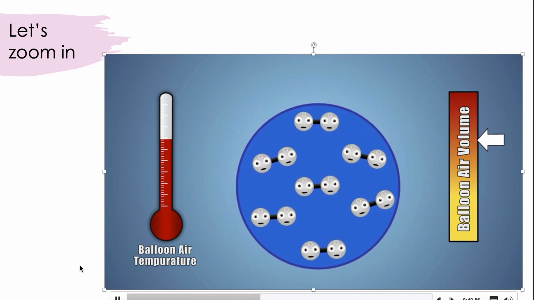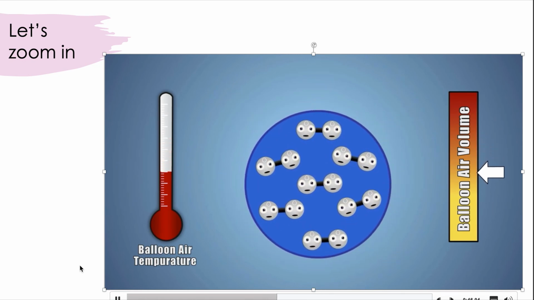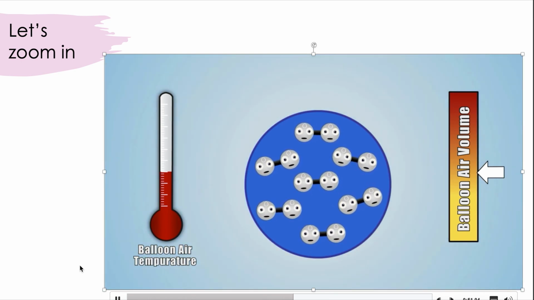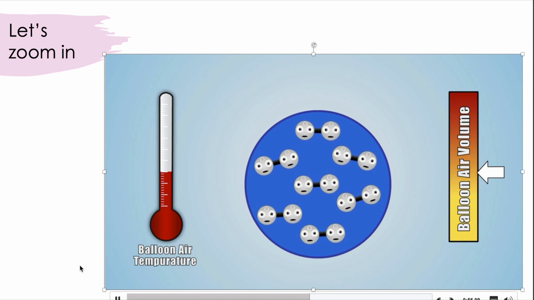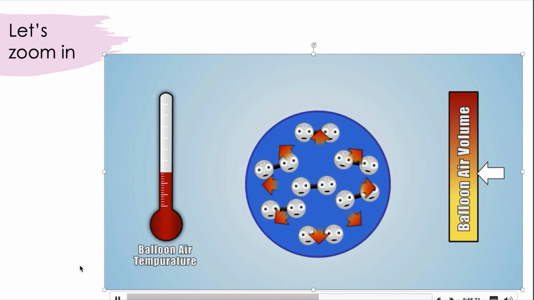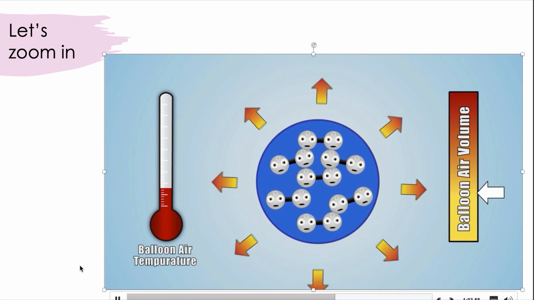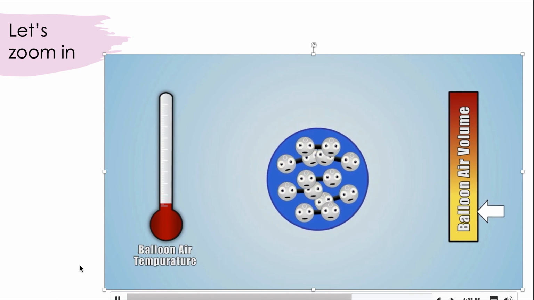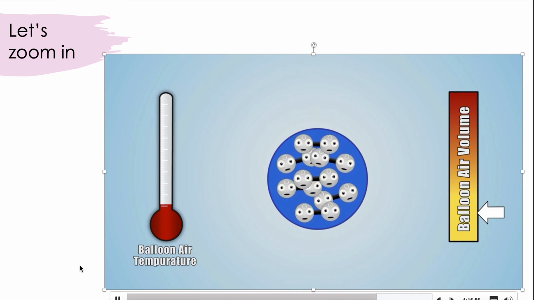Here it's showing when energy leaves the balloon and the balloon decreases in size. The same thing goes if we put the balloon in the freezer. As temperature decreases, the gas particles come a little closer. Heat energy leaves from the warm balloon into the cold fridge, and the volume decreases in size. So therefore, it's a direct relationship. As temperature decreases, volume decreases.